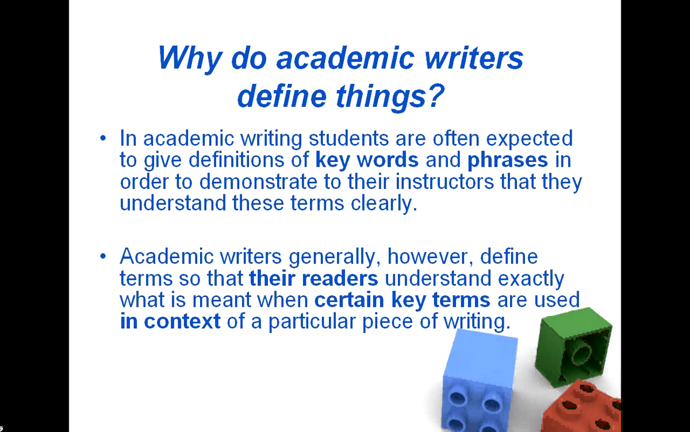Why do academic writers define things? In academic writing, students are often expected to give definitions of key words and phrases in order to demonstrate to their instructors that they understand these terms clearly. Academic writers generally, however, define terms so that their readers understand exactly what is meant when certain key terms are used in the context of a particular piece of writing.